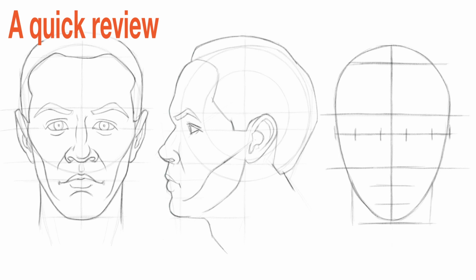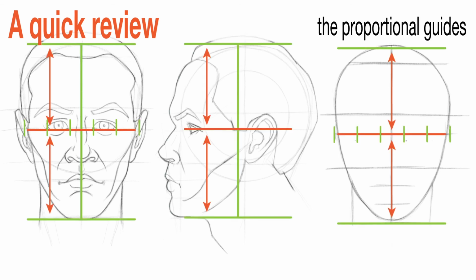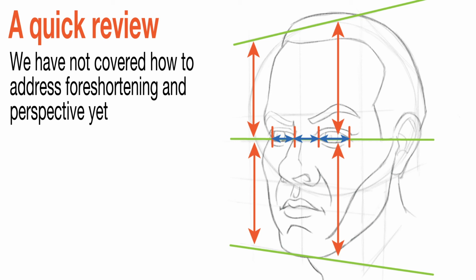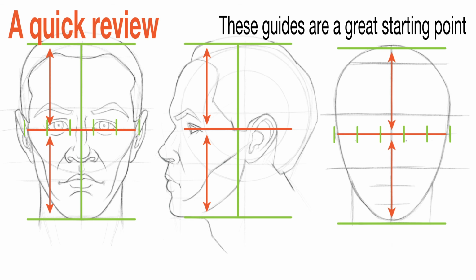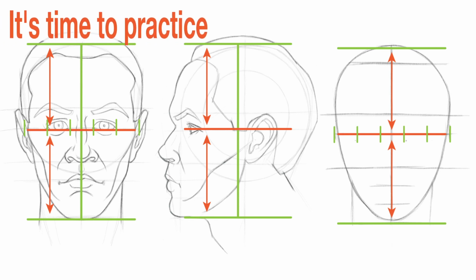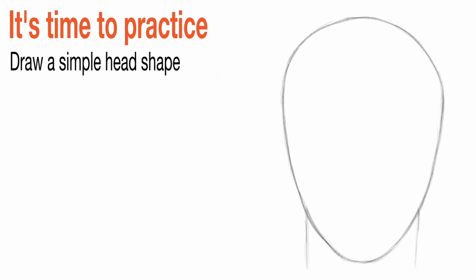Alright, that's it for this video. We've looked at how we can use the proportional guides to size and locate the eyes when drawing a head. We've not yet addressed placing and sizing the eyes, dealing with the issues of perspective, but this is a great place to start learning to draw the head and its features consistently, and it's something I would encourage you to practice. To practice this, draw a simple head shape and then practice drawing eyes on that head.